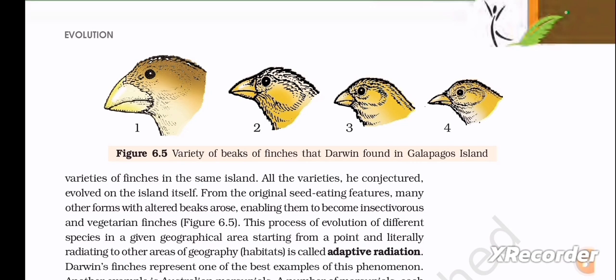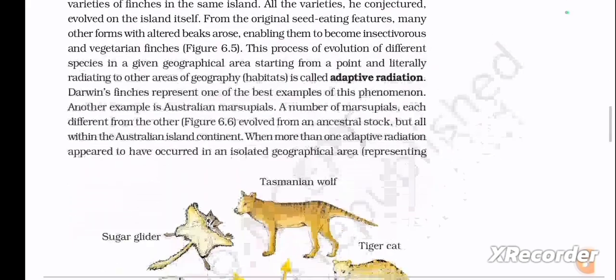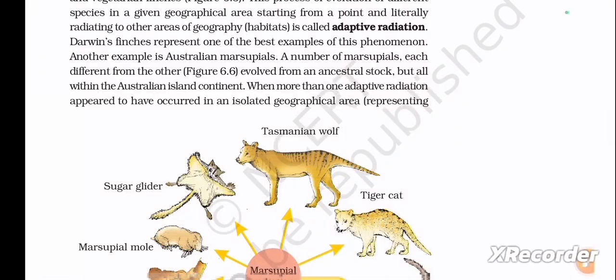Figure 6.5. This process of evolution of different species in a given geographical area starting from a point and literally radiating to other areas of geography is called adaptive radiation. Darwin's finches represent one of the best examples of this phenomenon. Another example is Australian marsupials. A number of marsupials, each different from the other, figure 6.6, evolved from an ancestral stock, but all within the Australian island continent.